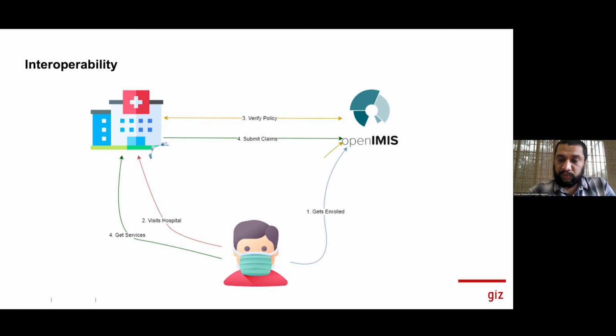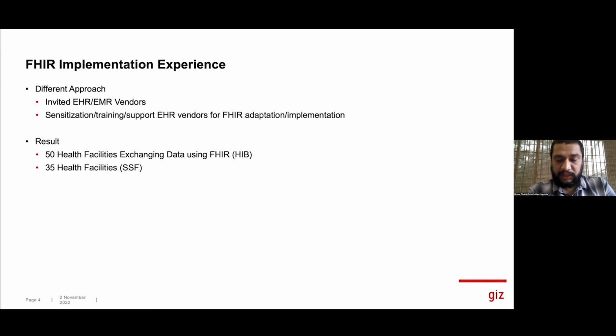But since openIMIS has already implemented the FHIR standard, now most of the health facilities are using the FHIR standards to send the claims from their EHR system to the openIMIS system. So the FHIR sits in between, where all these claims data are being sent to openIMIS. The FHIR implementation is quite different here.